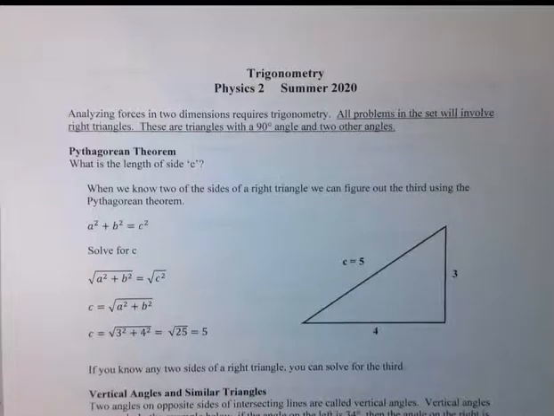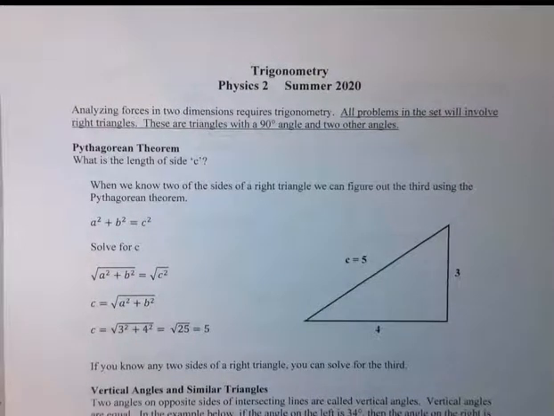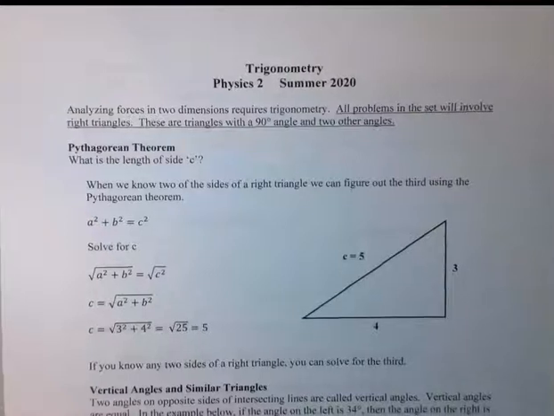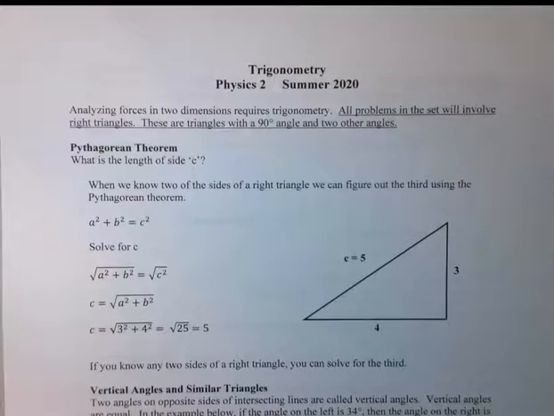So let's go ahead and do this. It'll be about a 40-minute lesson, maybe a little shorter, maybe a little longer. Analyzing forces in two dimensions requires trigonometry. All problems in this set will involve right triangles. These are triangles with a 90-degree angle and two other angles. So this is a 90-degree angle. It's just two perpendicular sides like that.